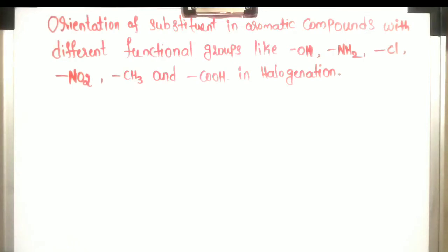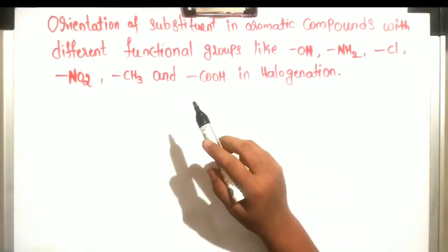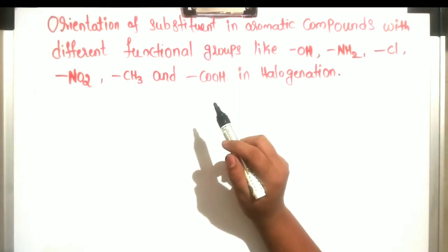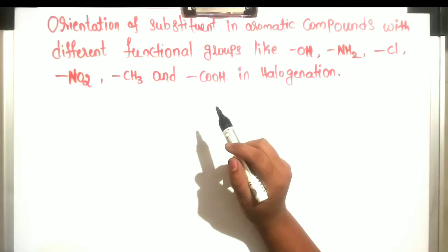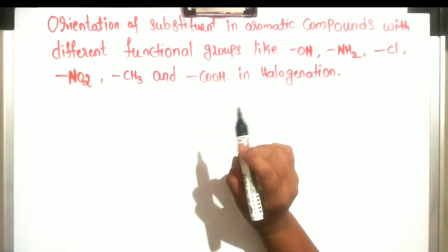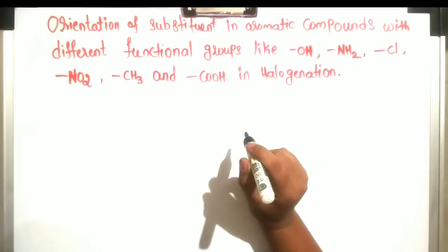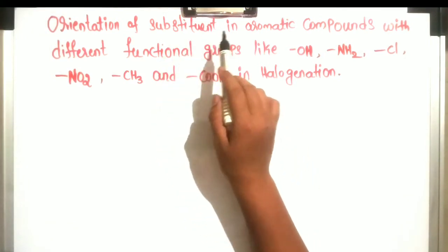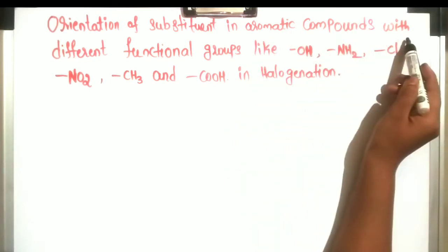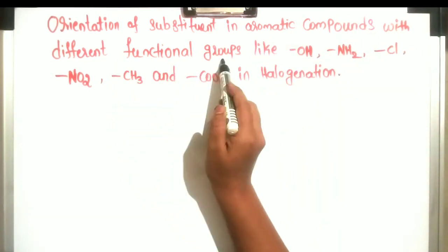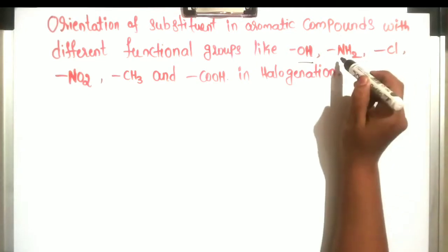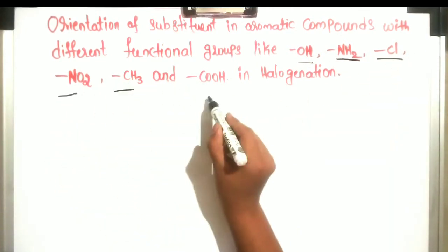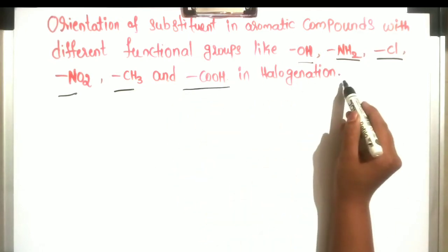Hello dear students, in the previous videos we have studied the orientations in that inductive effect, electromagnetic effect, resonance effect and hyperconjugation effect. And also we have discussed activating and deactivating groups. Now in this video we will see orientation of substituent in aromatic compounds with different functional groups like OH, NH2, Cl, NO2, CH3 and COH in halogenation.